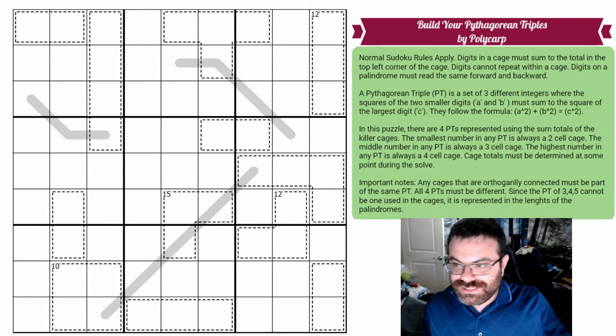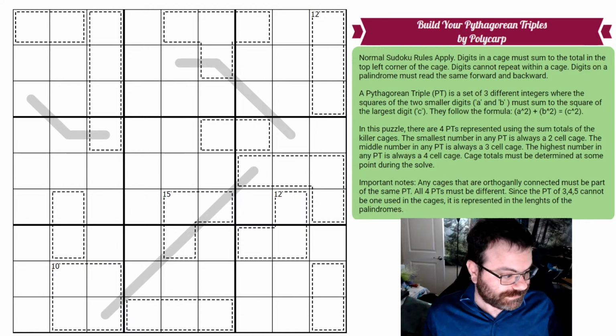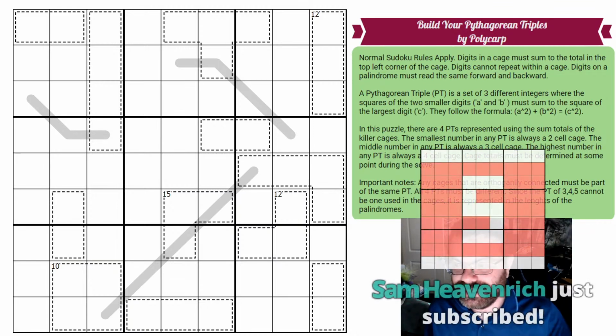All right, so this is by Polycarp. It's called Build Your Own Pythagorean Triples. So we've got normal Sudoku rules.